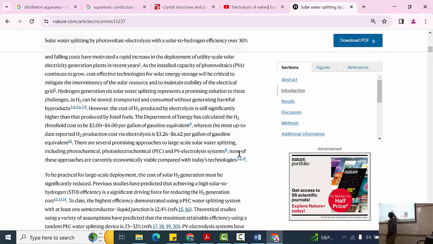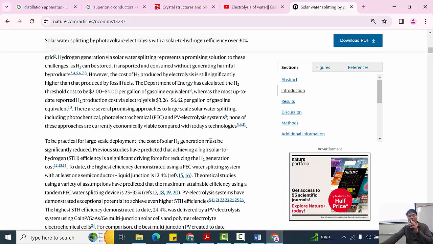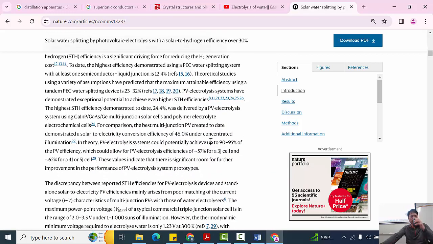But anyway, the Department of Energy has calculated the hydrogen threshold cost to be $2 to $4 per gallon of gasoline equivalent, whereas the most up-to-date reported hydrogen cost by electrolysis is $3.26 to $6.62 per gallon of gasoline equivalent. Now, this number is so much higher. Hydrogen is so expensive now, so it might make it worth it to do it photovoltaically. So this might be more economically feasible now, since hydrogen prices have skyrocketed.